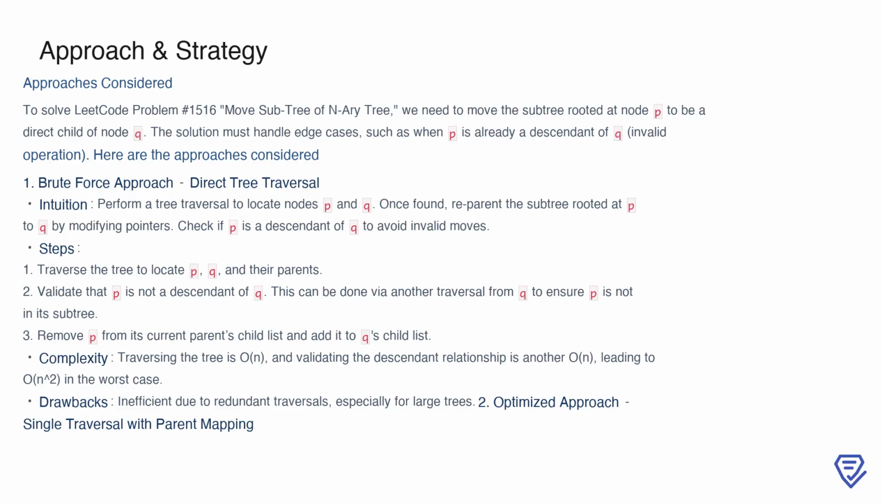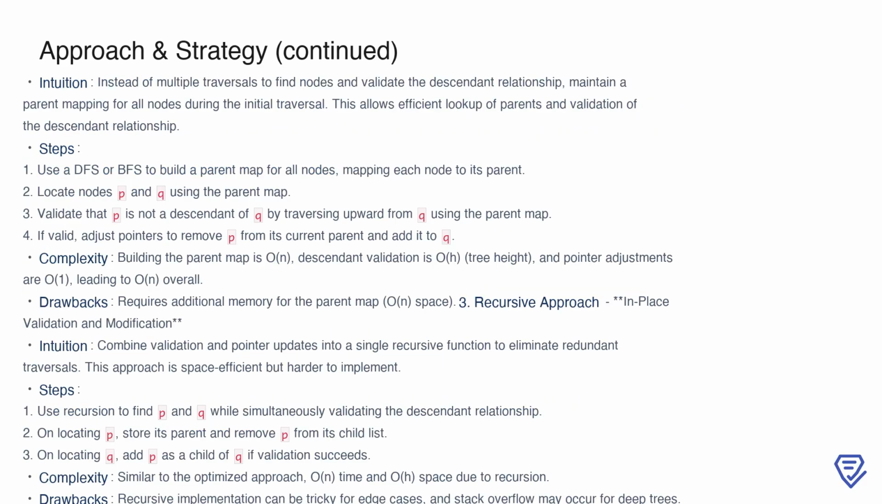This leads to a time complexity of O(n²) in the worst case, which is inefficient for large trees. Moreover, the redundant traversals make it less scalable. A more optimized approach leverages a parent mapping to achieve the same outcome with greater efficiency. By creating a mapping of each node to its parent during an initial traversal, we can significantly reduce the time spent locating nodes and validating relationships.